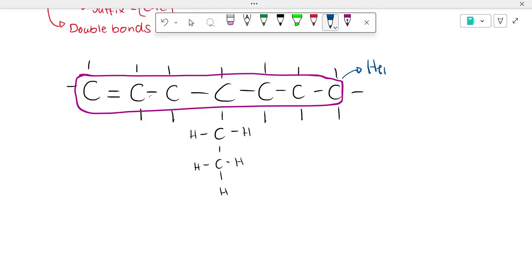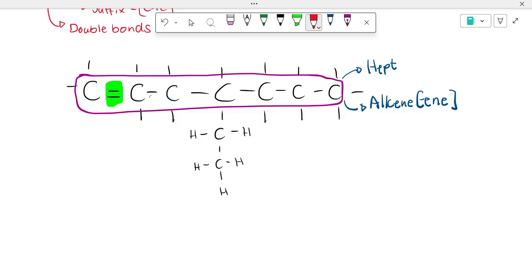So now that I've identified 7 carbons, what's the prefix? Hept, right? What's the suffix? Since we're looking at a double bond, this is our double bond. We've already identified the double bond. We know that this is an alkene. So what is our double bond? So what's our prefix? Sorry, the suffix is ene. Okay, now let's name this compound.